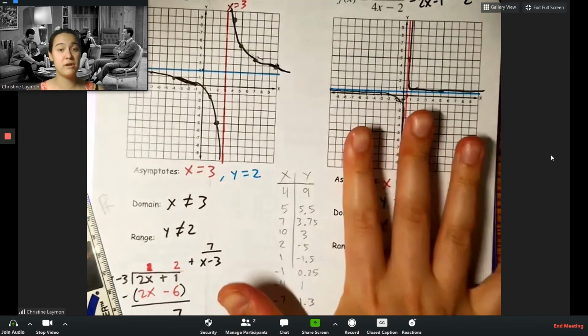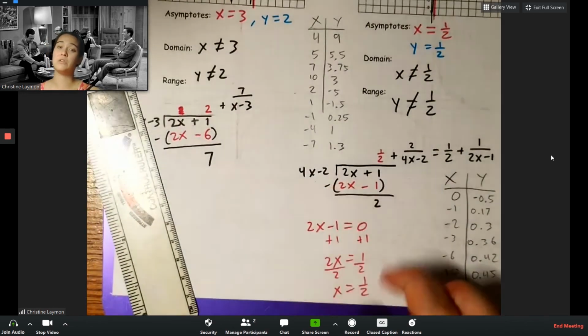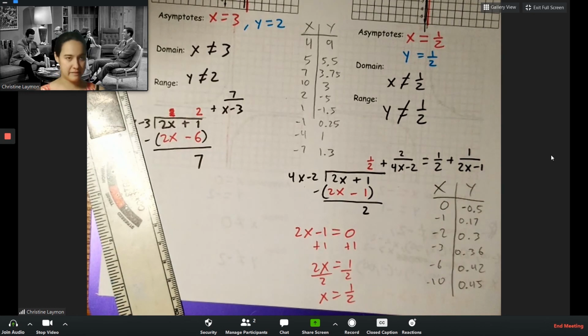From this final question here, what I want you to really take out of it is just more practice with the long division and simplifying it. Because this graph was definitely not the nicest thing to work with.